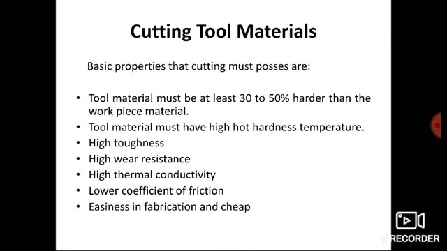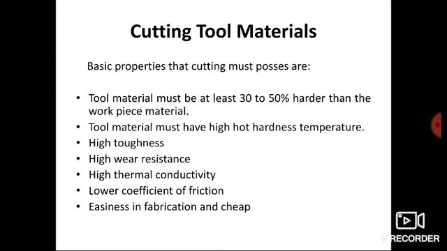Now we will discuss the various cutting tool materials, meaning the material out of which your single point cutting tool is made. Okay, so before that we will discuss some basic properties that your single point cutting tool should have. So the very first property is that the tool material must be at least 30 to 50% harder than the workpiece material. So your cutting tool material should be 30 to 50% harder, and only then can it remove the material from the workpiece.